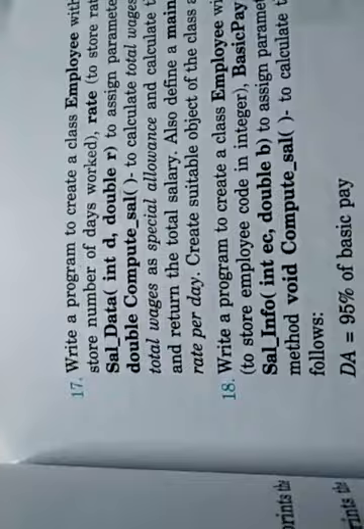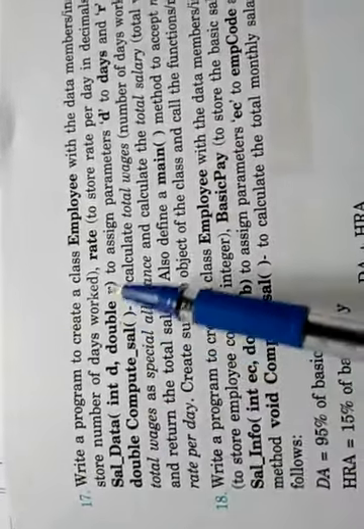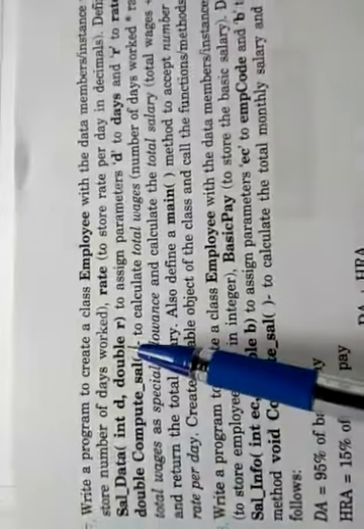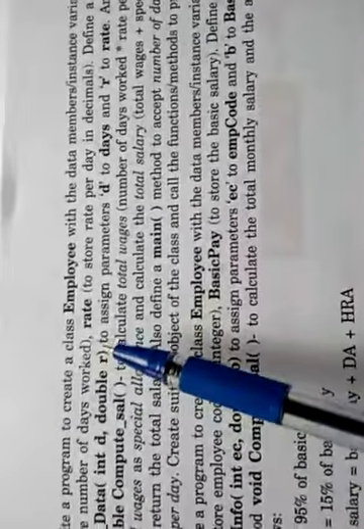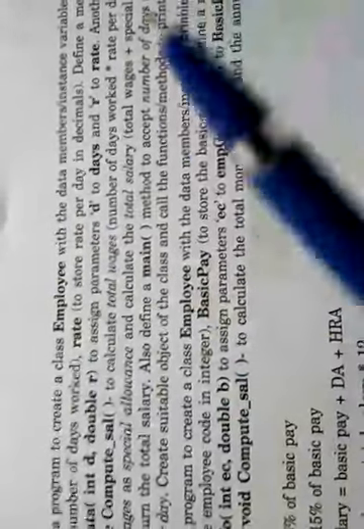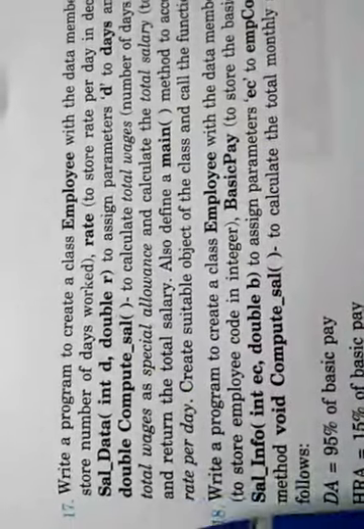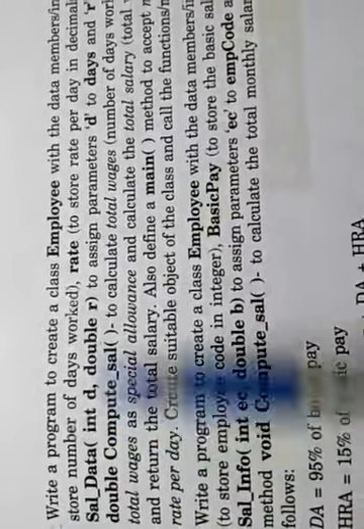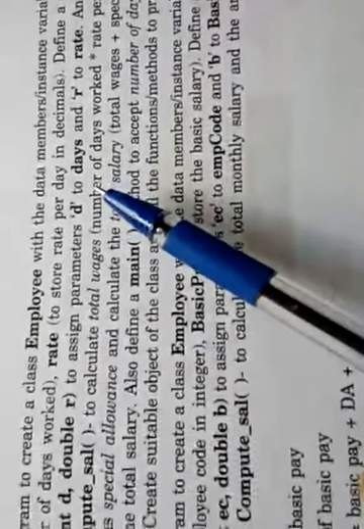Now question number 17, and this is the complete question as it comes in the board. Write a program to create a class, and the name of the class is employee, with the data members, which are called the instance variables. To store the number of days, the variable is days. Rate, to store the rate, and the variable should be in decimal. Define a method void calc_data, integer d and double r, so the value of d will be stored in days and the value of r should be stored in rate.